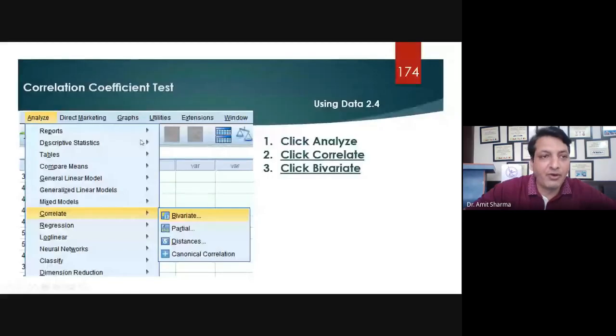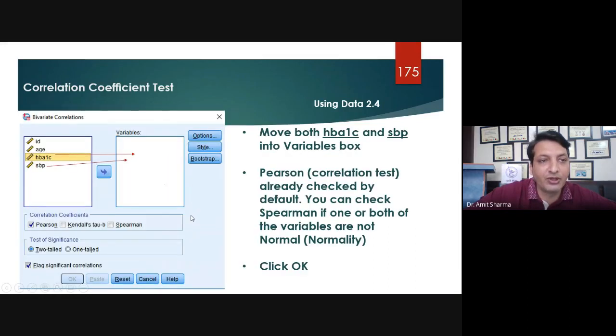Yes. Whenever we want to proceed for the correlation coefficient test, we have to click on Analyze. Then after clicking on Analyze, we can click on Correlate. When you click on Correlate, a drop down menu appears, that is Bivariate. Bivariate is the command for the correlation coefficient test.